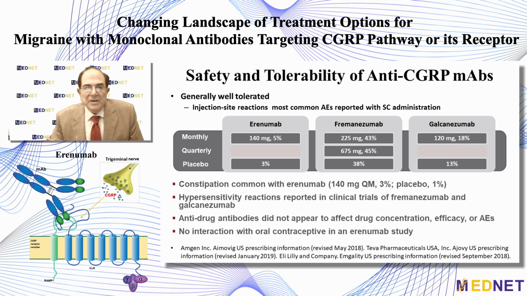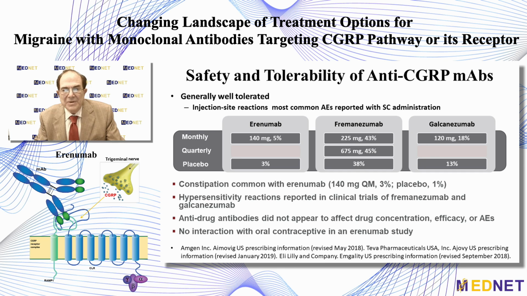If we take a look at the safety and the tolerability of all the antibodies, whether they're given monthly or quarterly, they're similar to placebo. Constipation seems more common with erenumab, about 3% at most. Hypersensitivity reactions have been reported rarely for 2 of the drugs. Anti-drug antibodies did not appear to affect concentrations, efficacy, or adverse events, and there's been no interaction with oral contraceptives in the erenumab study.